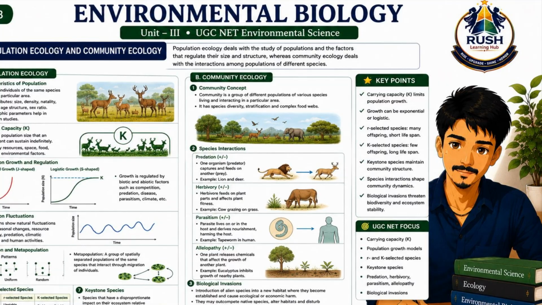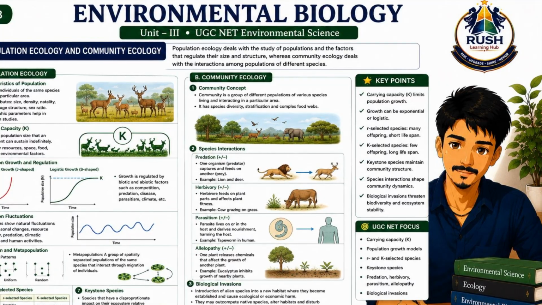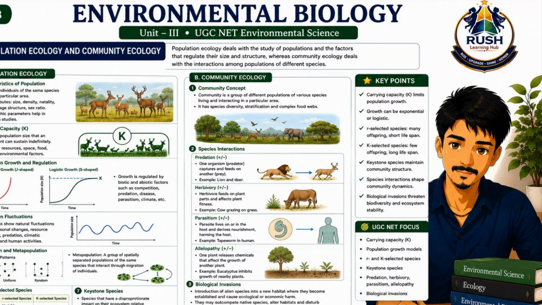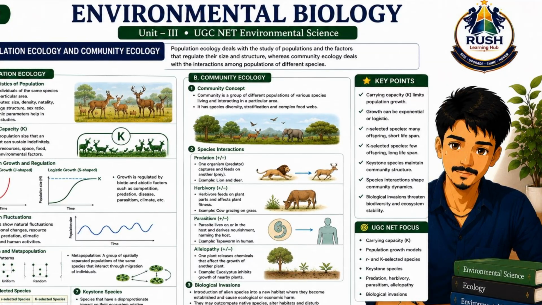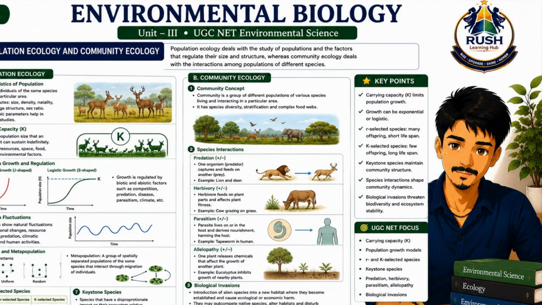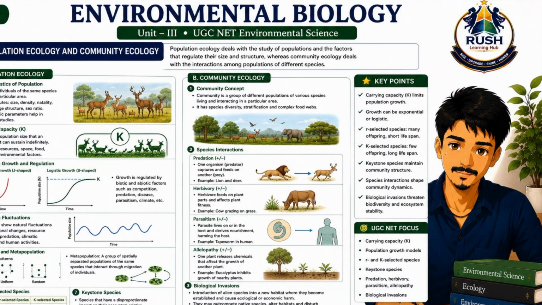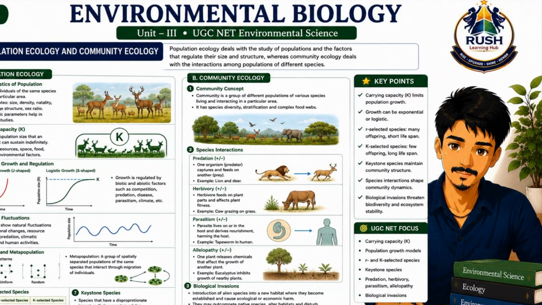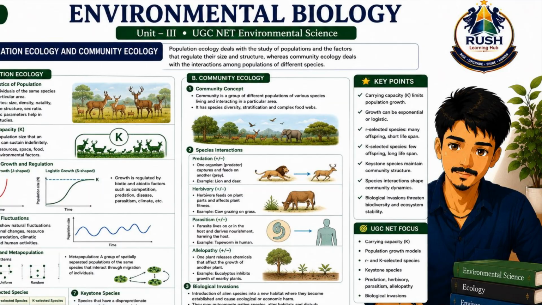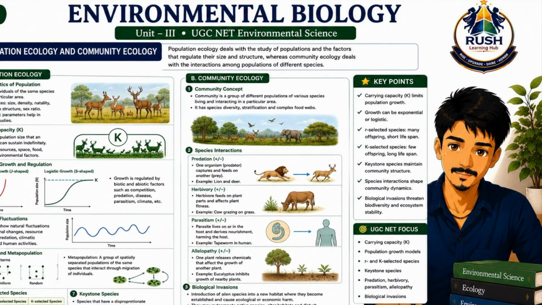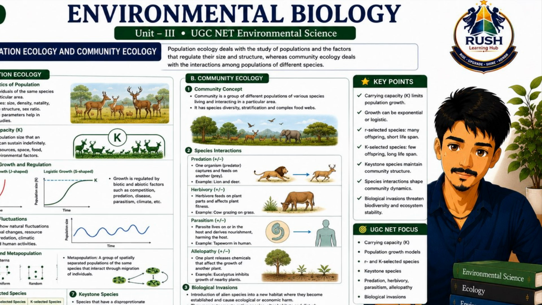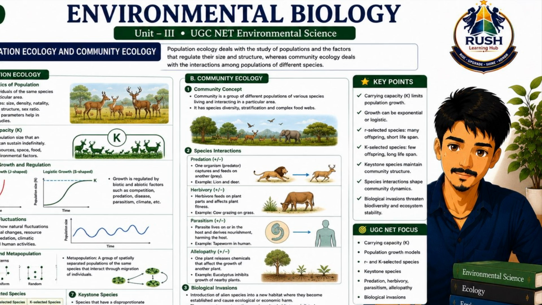Another important concept is dispersion, which refers to the pattern of distribution of individuals within a population. Dispersion may be clumped, uniform, or random. Closely related to this is the concept of metapopulation, which refers to a group of spatially separated populations of the same species that interact through migration and gene flow.